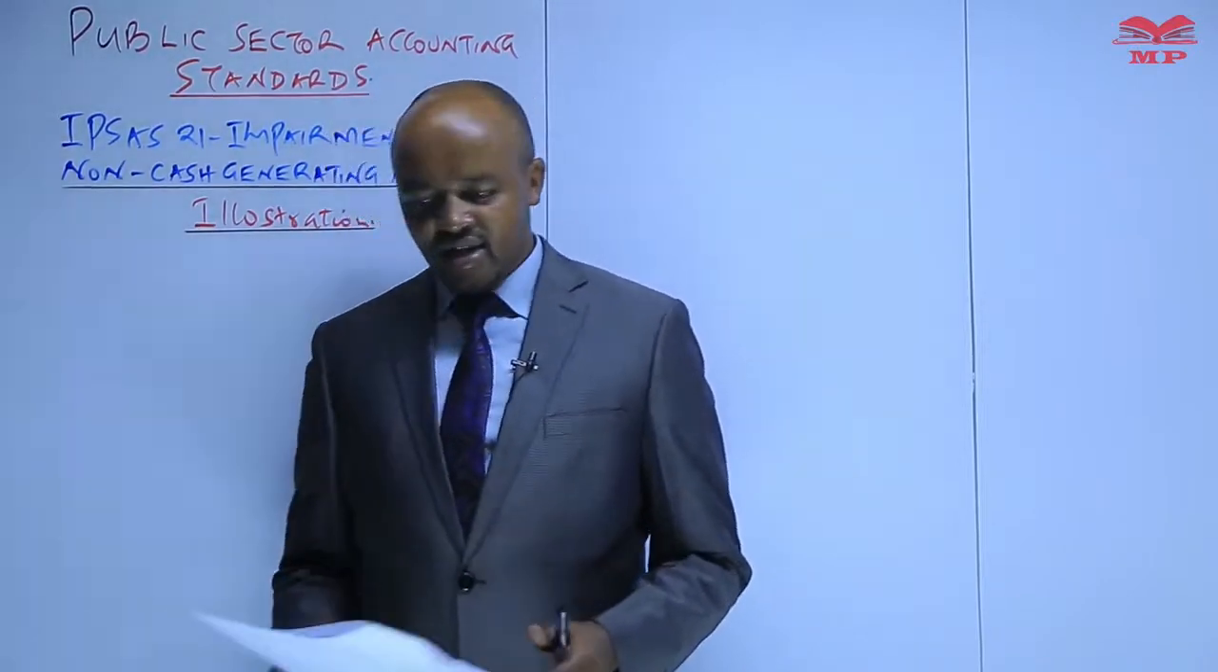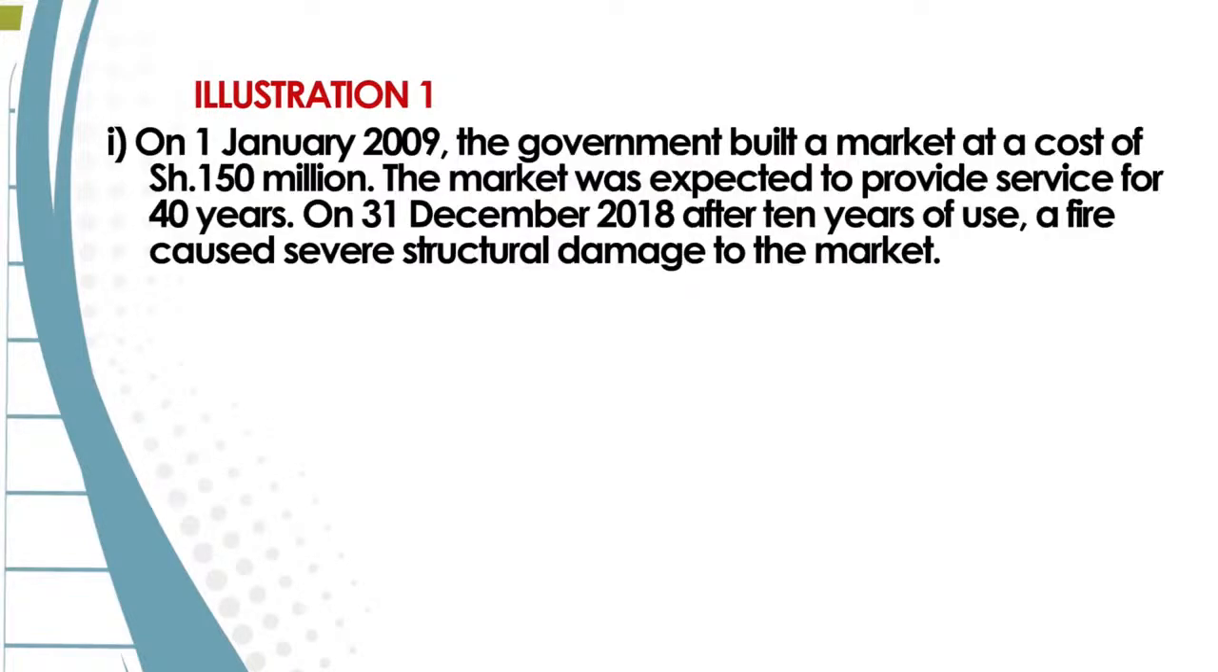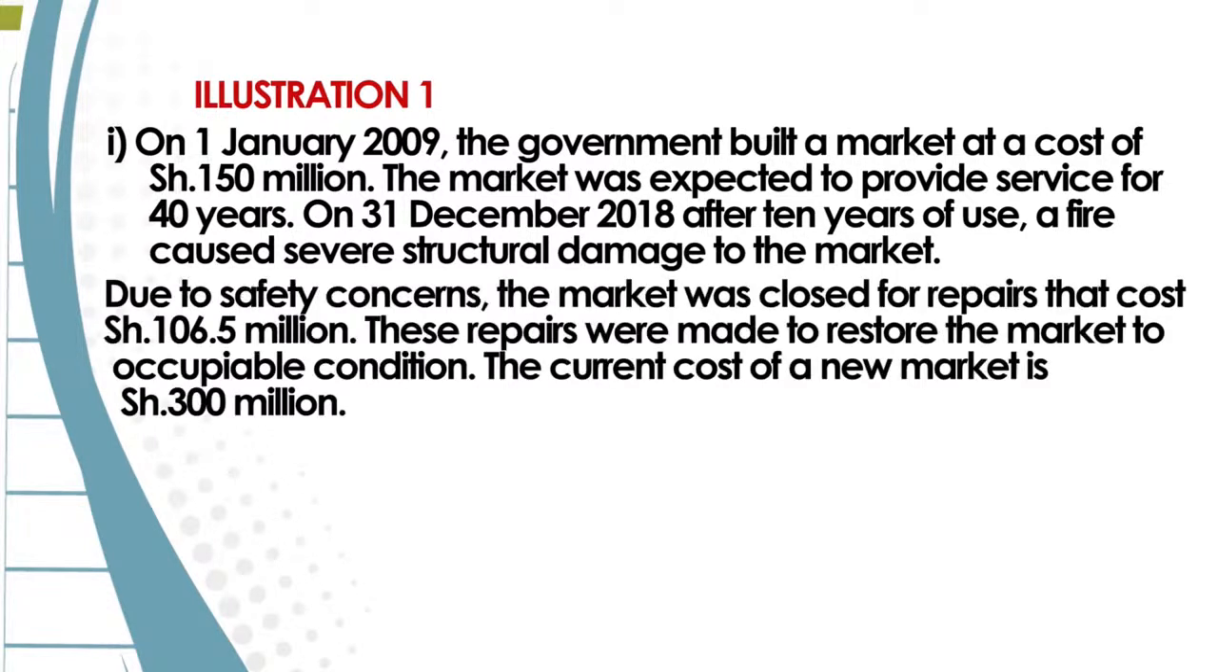So let's go through the particular illustration. We see what we are told, and it reads: on 1st January 2009, the government built a market at a cost of 150 million. The market was expected to provide services for 40 years. On 31st of December 2018, after 10 years of use, a fire caused severe structural damage to the market. Due to safety concern, the market was closed down for repair that would cost 106.5 million. These repairs were made to restore the market to occupiable condition. The current cost of a new market is shillings 300 million.